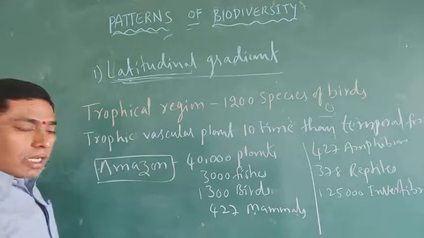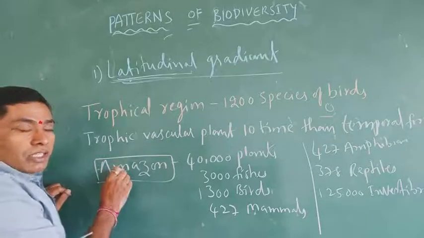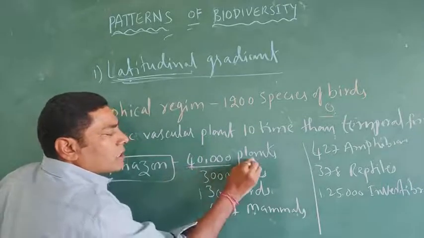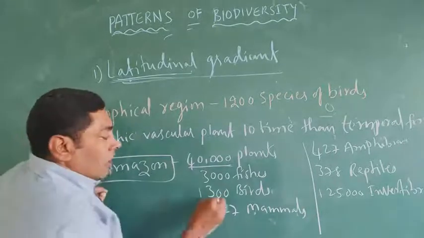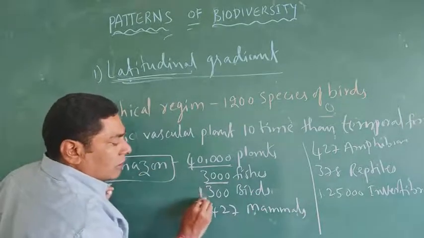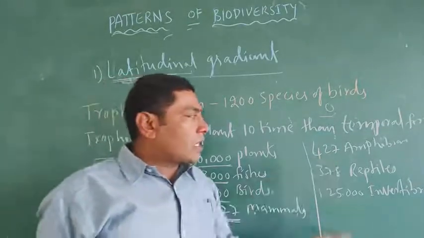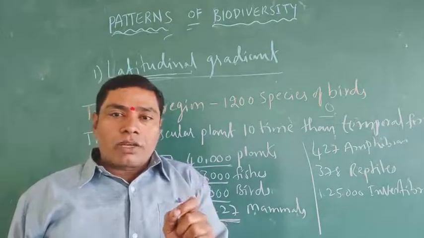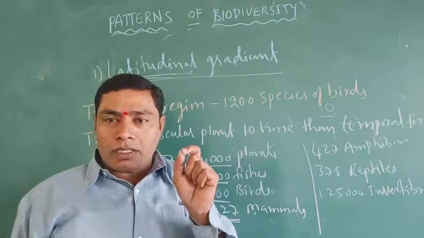The Amazon forest is an evergreen forest and the best example of a high-biodiversity region. In the Amazon forest there are 40,000 species of plants and 3,000 species of fishes. As well as 1,300 species of birds, 427 species of mammals, 427 species of amphibians, and 378 species of reptiles. Approximately 1,25,000 species of invertebrates also survive in the Amazon forest.